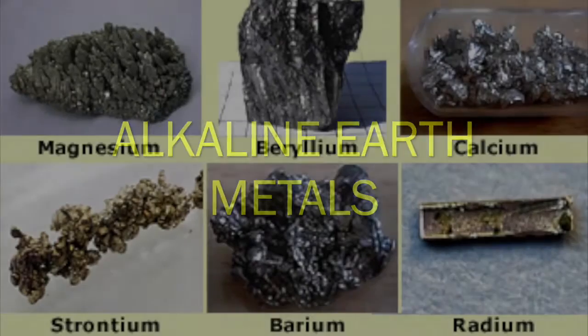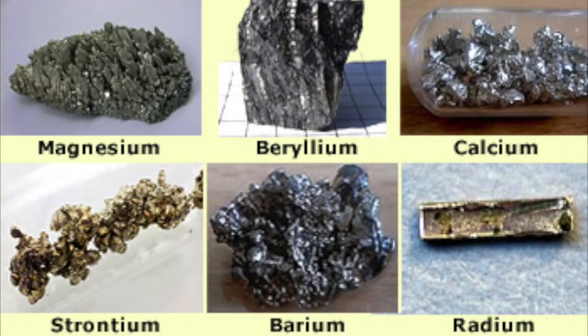In this video, I will discuss the properties and values of the alkaline earth metals group. This group is commonly known as Group 2 on the periodic table. Group 2 consists of the elements beryllium, magnesium, calcium, strontium, barium, and radium.